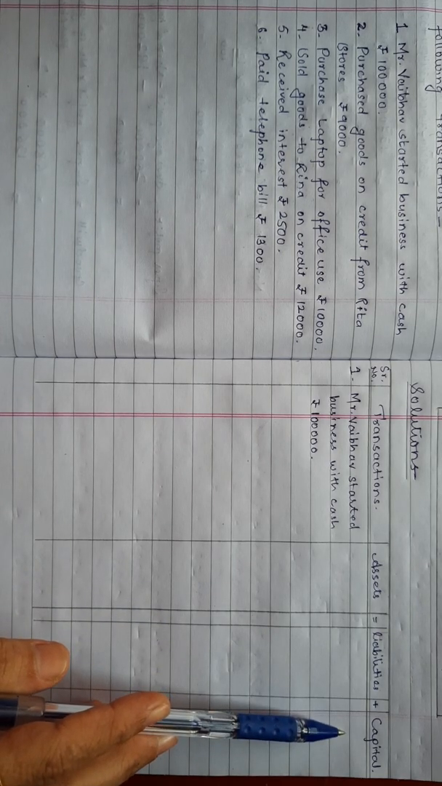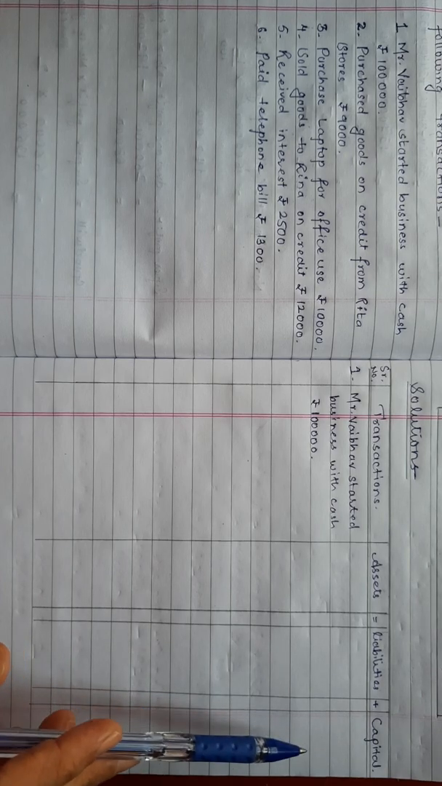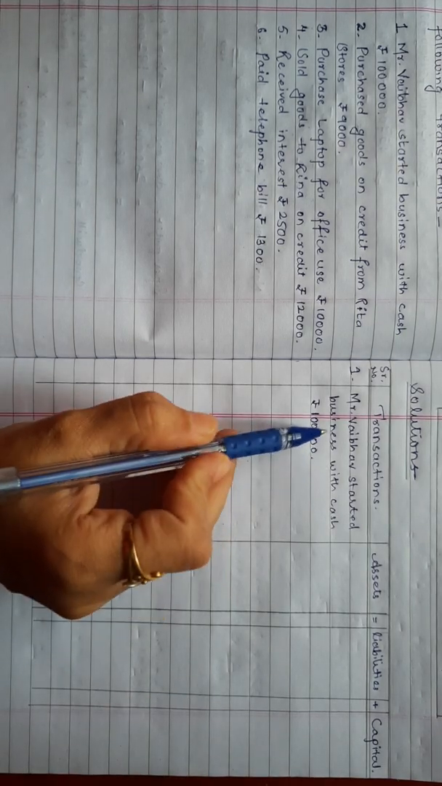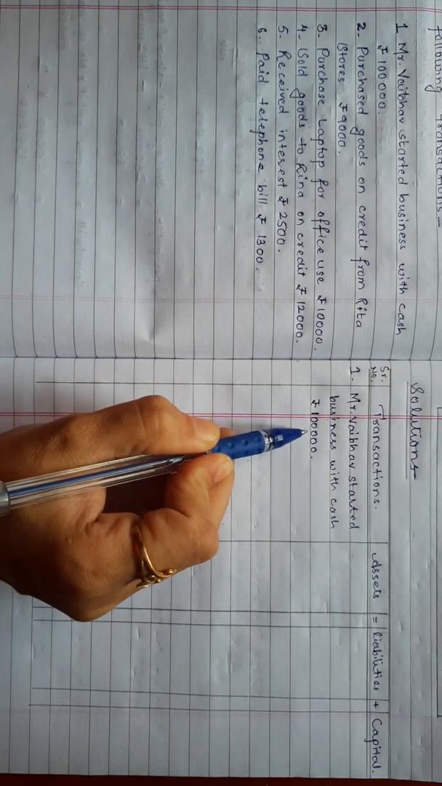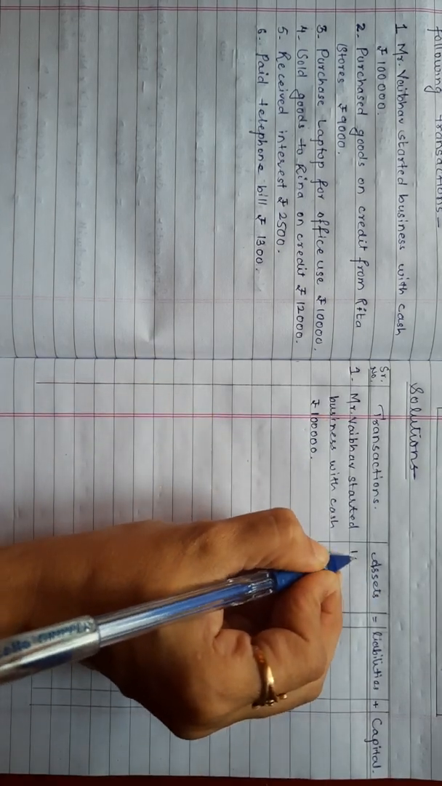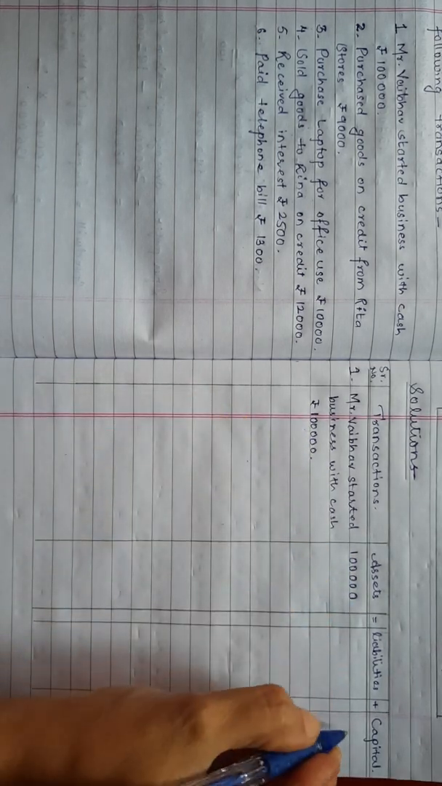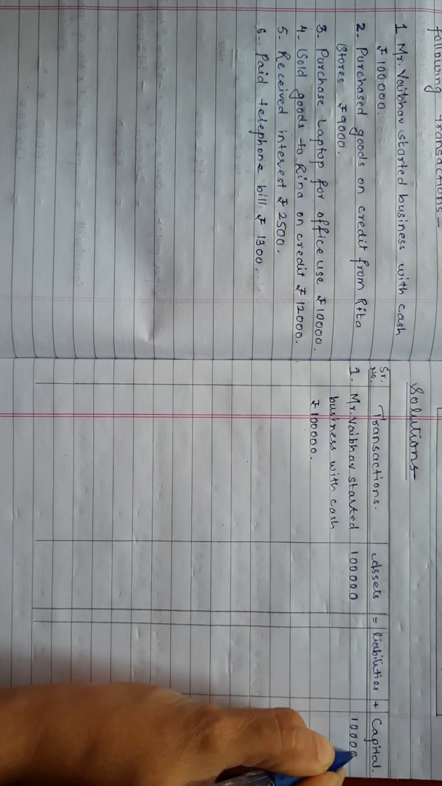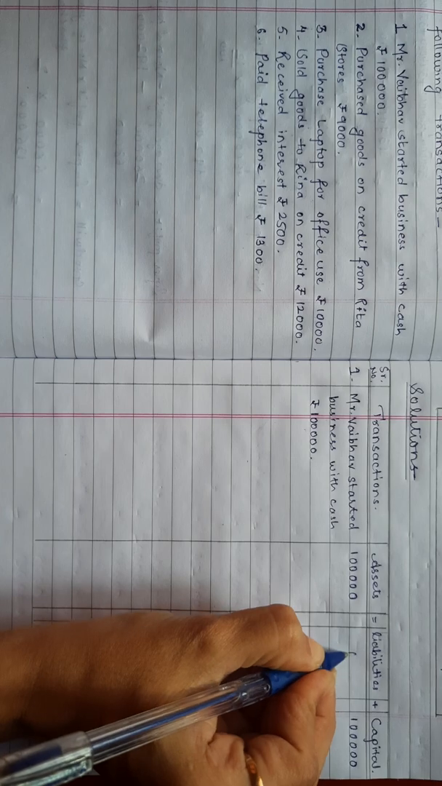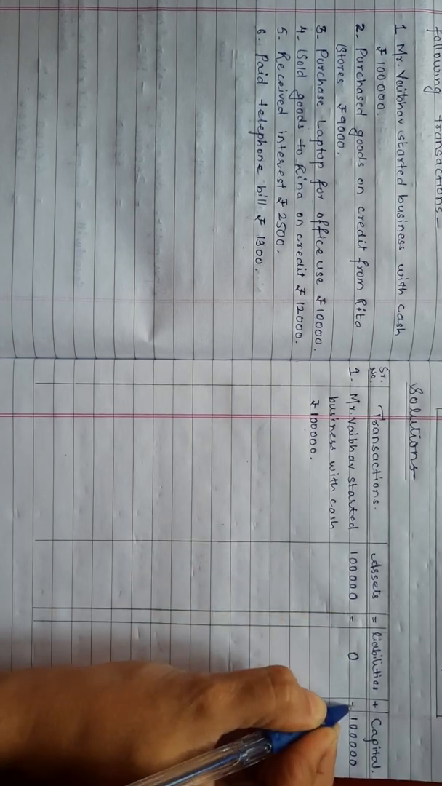While going for accounting equation, we need to keep two things in mind: every transaction will have dual effect, and the expenses will be deducted out of capital and income will be added to the capital. Here in this transaction, the business is started with cash rupees 1 lakh. This cash is nothing but asset. So in the asset column, 1 lakh. The amount with which the business started is nothing but capital. So capital 1 lakh. In this transaction, liability is 0.